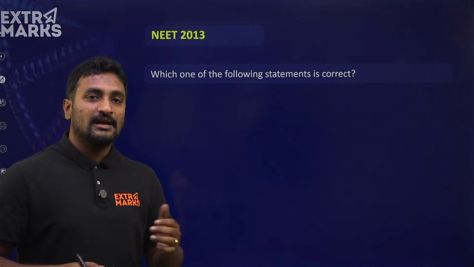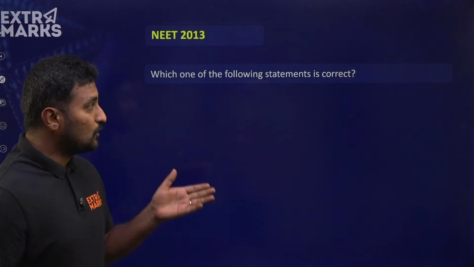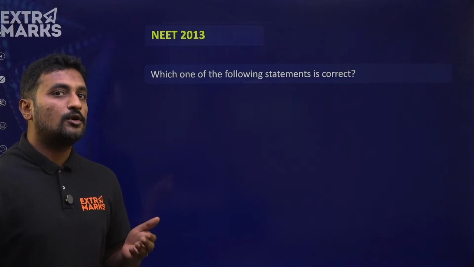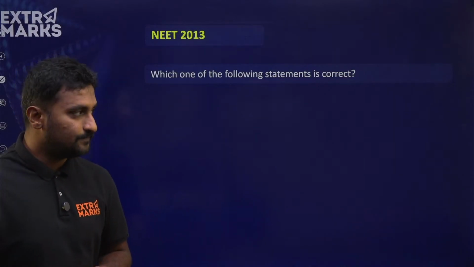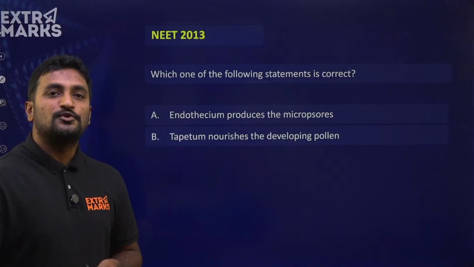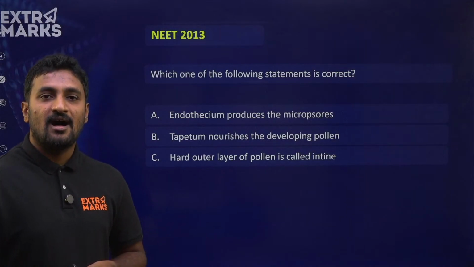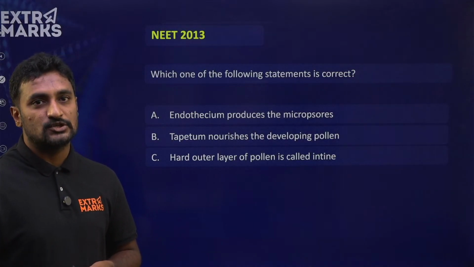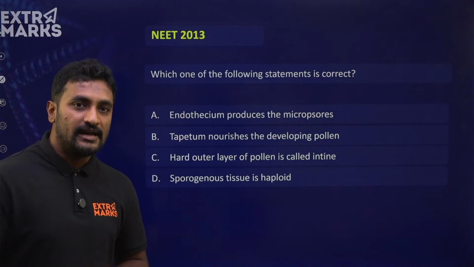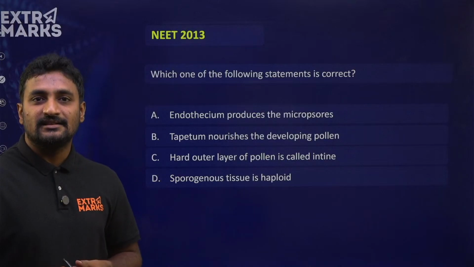Similar types of questions are asked in the NEET exam. For example, in 2013 in the NEET exam, one question was asked: which one of the following statements is correct? Option A, endothecium produces the microspore. Option B, tapetum nourishes the developing pollen. Option C, hard outer layer of pollen is called intine. Option D, sporogenous tissue is haploid. Please write the answer in the comment section.